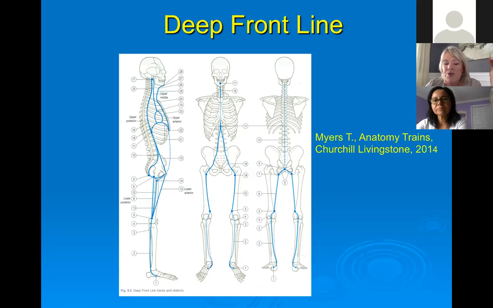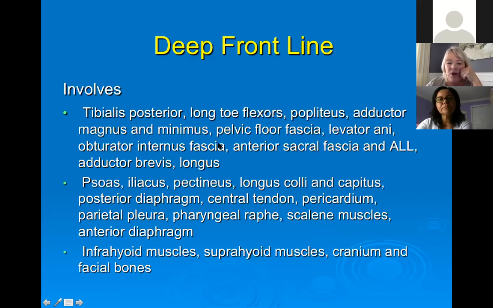So what is tib posterior? How do we put it on stretch? We put it on stretch with a combination of dorsiflexion and eversion. So keep that in mind when we're trying to look at tension in this deep front line, okay? These are all the structures that are involved that I've just described, including psoas, iliacus, diaphragm, posterior and anterior, pericardium, all.